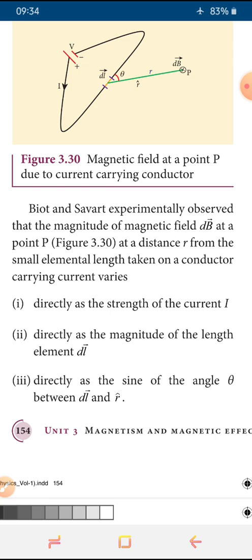Then the magnetic field is directly proportional to the magnitude of the length of the element. How much have we chosen here? dl. So if the length increases, the magnetic field increases. And the third point, the magnetic field is directly proportional to the sine of the angle theta between dl and r cap. dl is the small element, the extension of the small length, and r is from the midpoint of the small element to the point P. If we take the sine of this angle, the magnetic field is directly proportional to it.